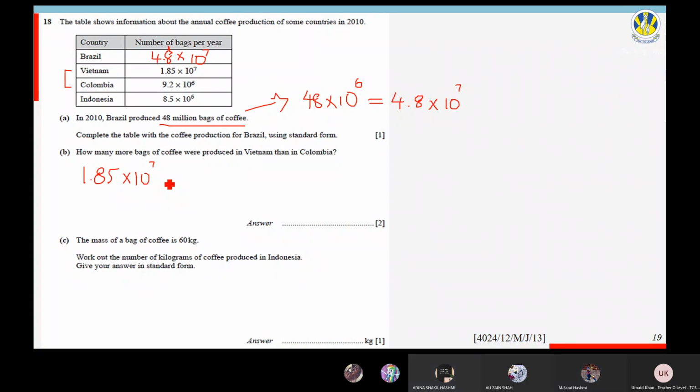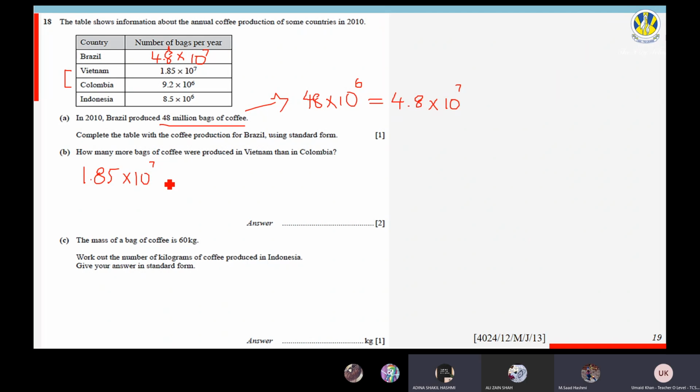Think again, which number is bigger? The one with 10 raised to the power 7 is bigger. Don't just consider the first part; the second part is also important. Look at the power of 10. In the first part, you have 1.85 into 10 raised to the power 7. Since the power of 10 is 7, it is a bigger number.